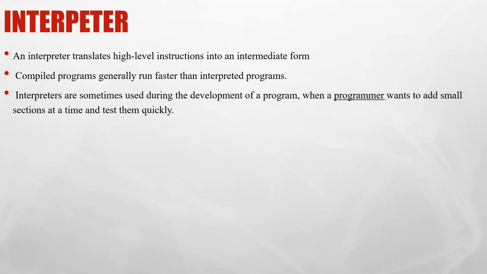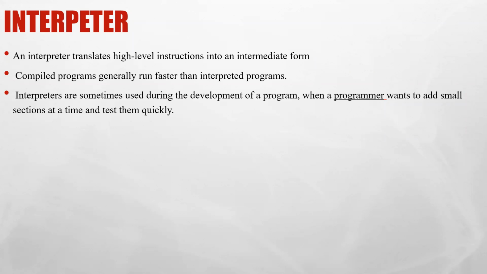When we need to add modules, we cannot check everything every time. We require a part of the program, and we should check that and implement it. So at that time we use an interpreter. Interpreters are sometimes used during the development of a program when a programmer wants to add a small section at a time and test it quickly. When proper testing is required, an interpreter is used.